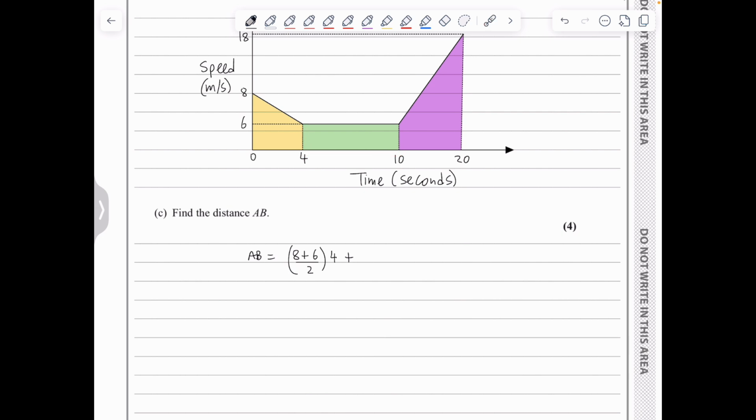So let me write this down: 6 times 6 plus the area of the final trapezium here. So it's going to be 18 plus 6 over 2, so 18 plus 6 over 2 times the height of 10. If we plug this on the calculator, we get an answer of 184 meters, which is the distance AB.